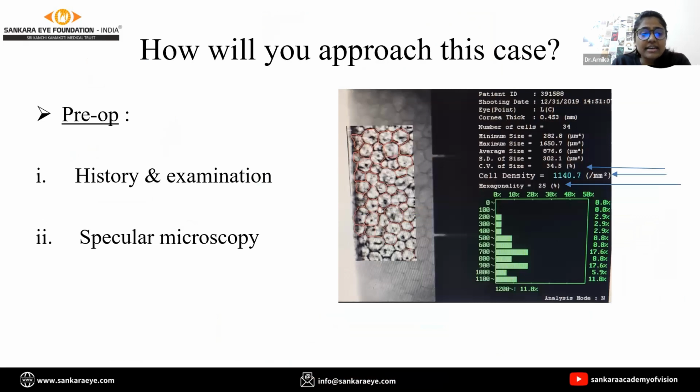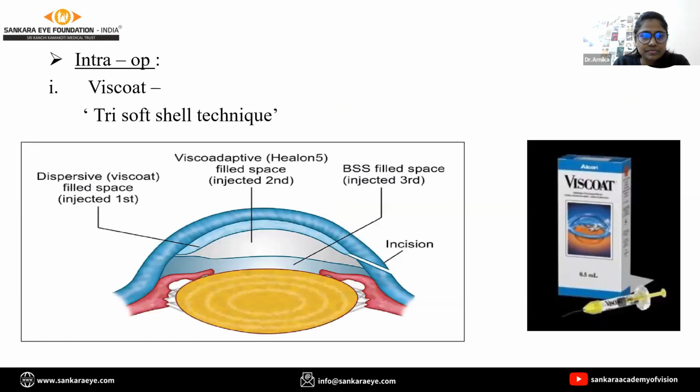First, preoperatively, careful history and examination need to be done. Whatever we've discussed just now, all those challenges, proper history and anterior as well as posterior examination need to be done. Second, specular microscopy needs to be done, in which the qualitative and quantitative condition of the corneal endothelium will be noted down. Now, intraoperatively, what are the phacoemulsification techniques or things that we need to do?